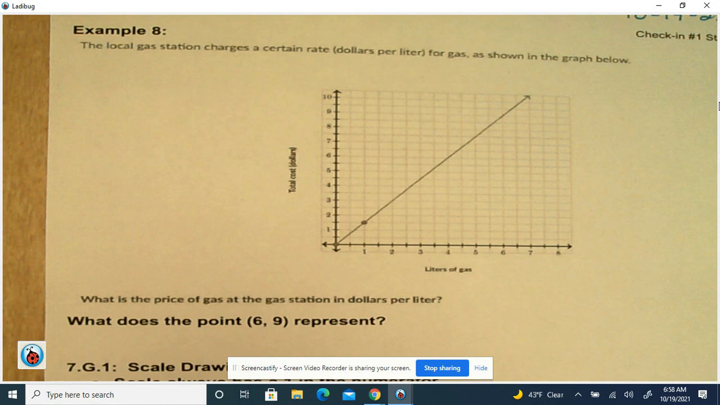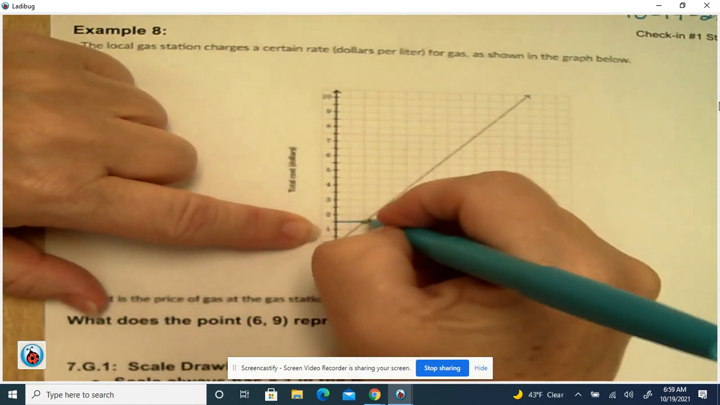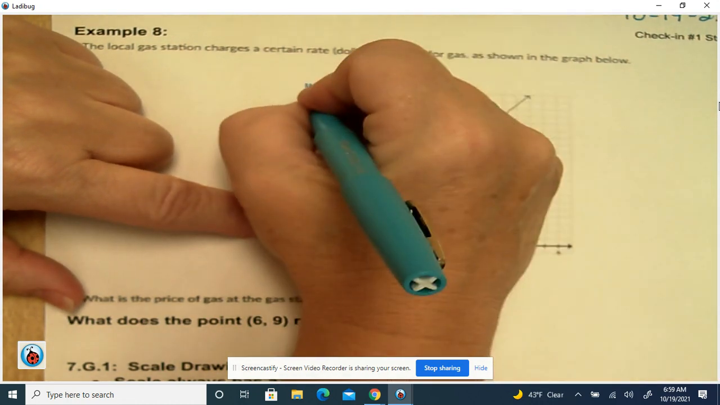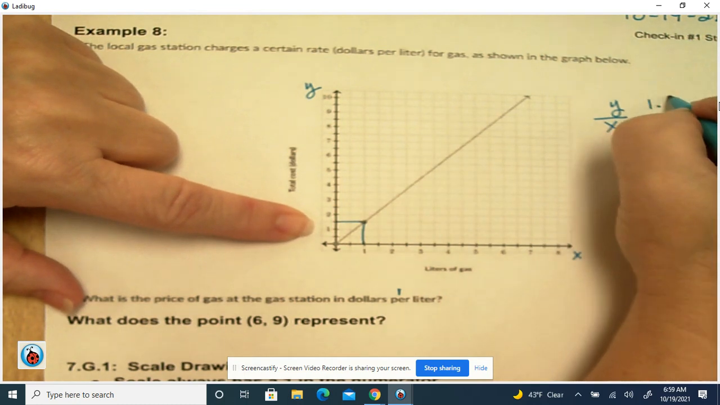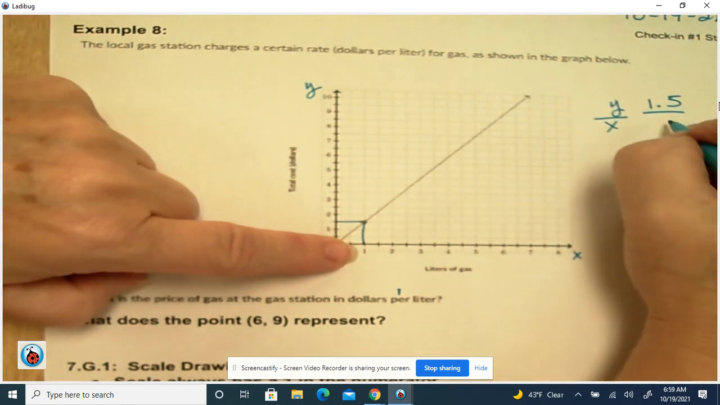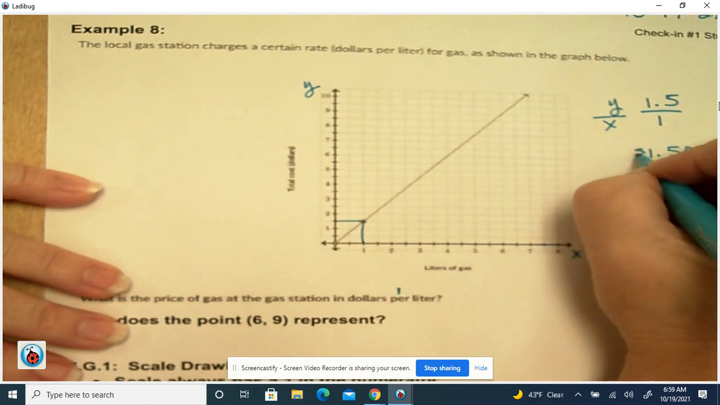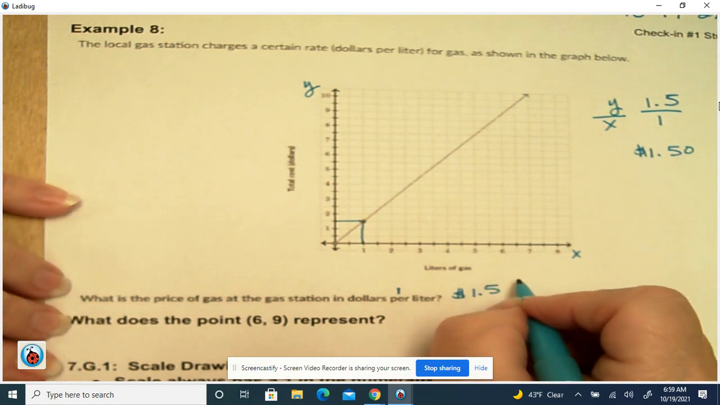The local gas station charges a certain rate, dollars per liter for gas, as shown in the graph below. What is the price of gas at the gas station in dollars per liter? We know that per liter is for 1, and we have a point here. So here is what we have. And so if we did the y, which is this one, and the x is this one, y divided by x, y is 1.5, and x is 1. So that's going to be $1.50 is how much that's going to be for 1 liter of gas.